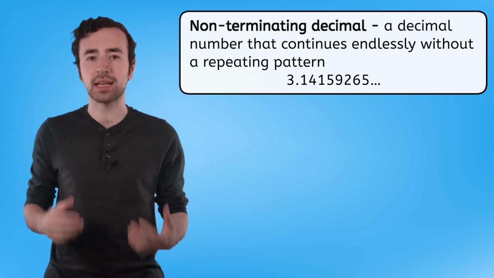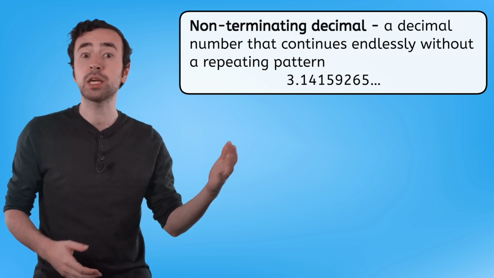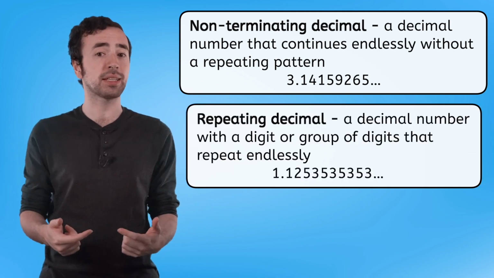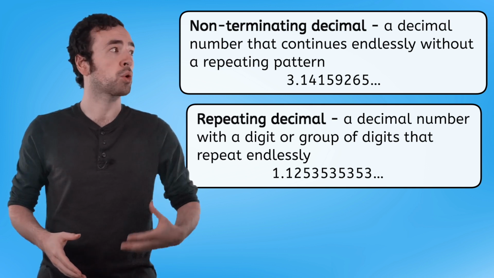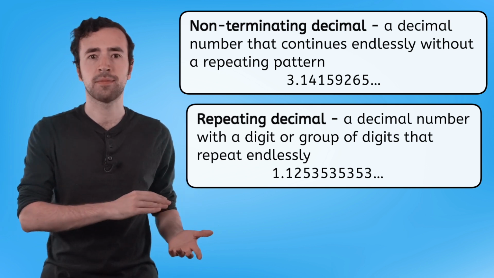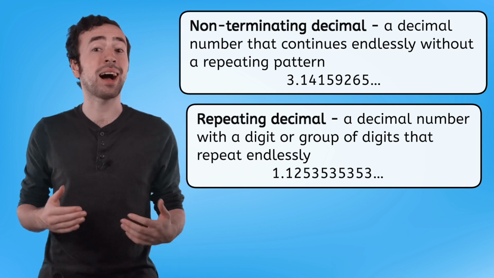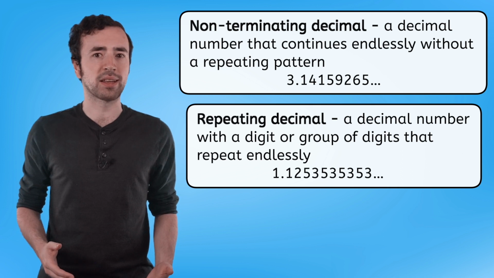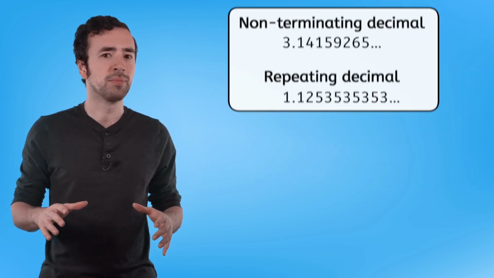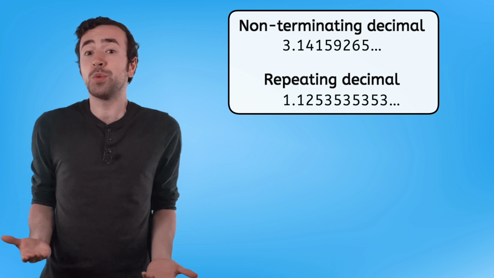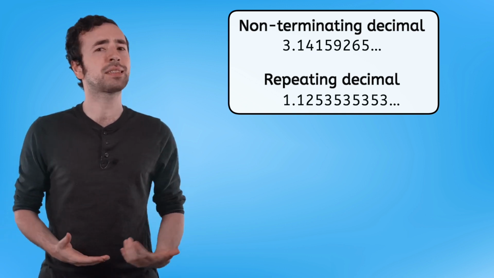Let's do some practice problems to make sure we've got the hang of dividing dividends with decimals. By the way, sometimes the answer to a division problem may be a non-terminating or repeating decimal. A non-terminating decimal is a decimal number that continues on endlessly without a repeating pattern. And a repeating decimal is a decimal number with a digit or group of digits that repeat endlessly. If the answer to your division problem is either of these, you'll be stuck dividing forever. But we can't just keep dividing for eternity, so what should we do if we end up with an answer that's one of these types of decimals?